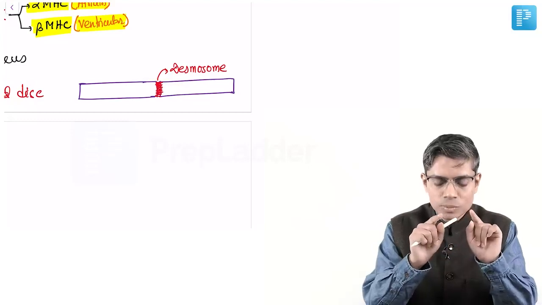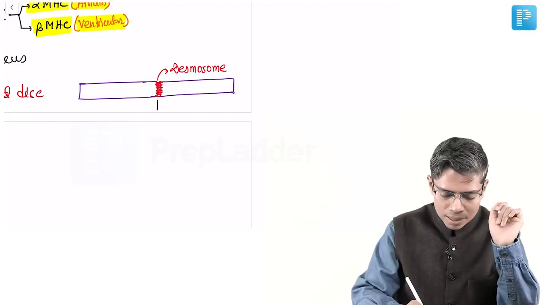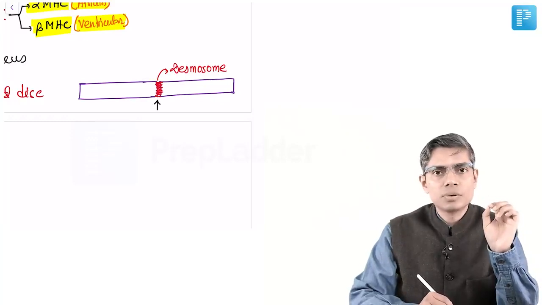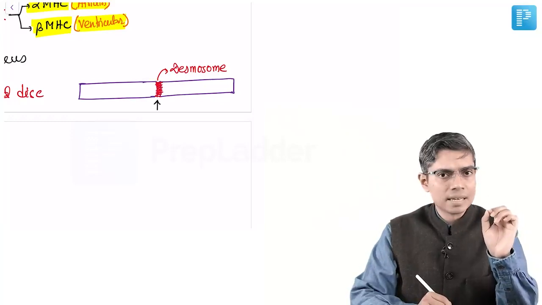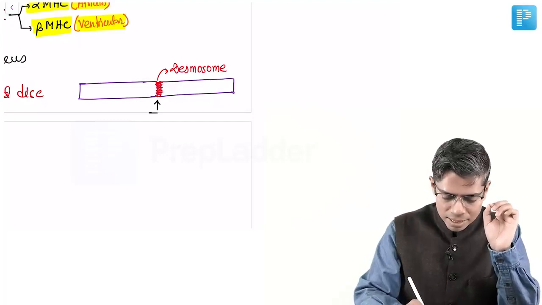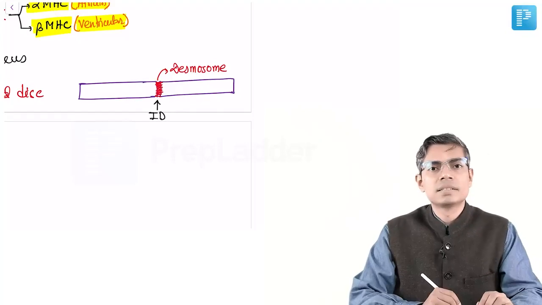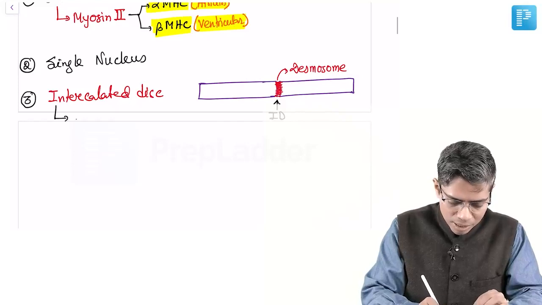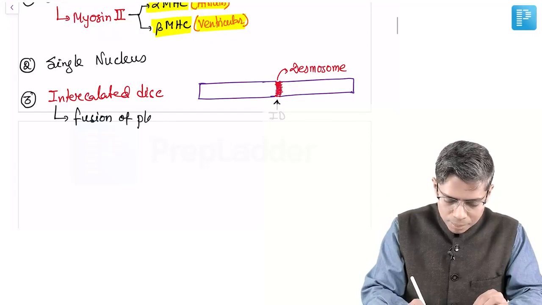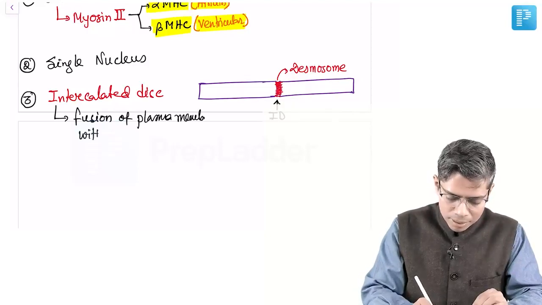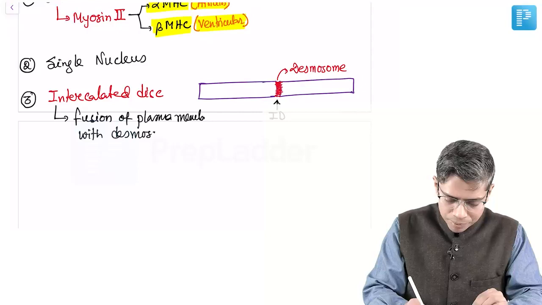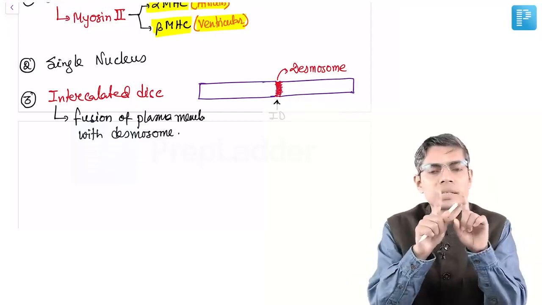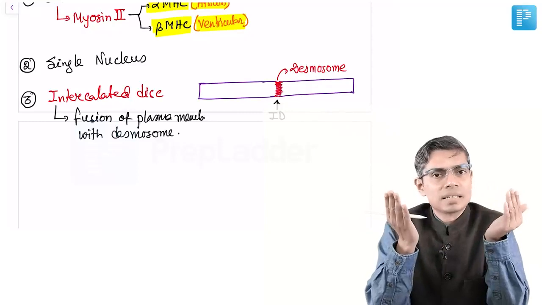This area where the desmosome is connecting two myocardium cells, under the electron microscope, looks like a dark colored area or dark colored line. This dark colored line is nothing but the intercalated disc. So I can understand it like this, that the intercalated disc is nothing but the fusion of the plasma membranes of myocardium cells with the help of desmosome. Desmosome, right? So desmosome is connecting two myocardium cell membranes, and that is nothing but the intercalated disc.